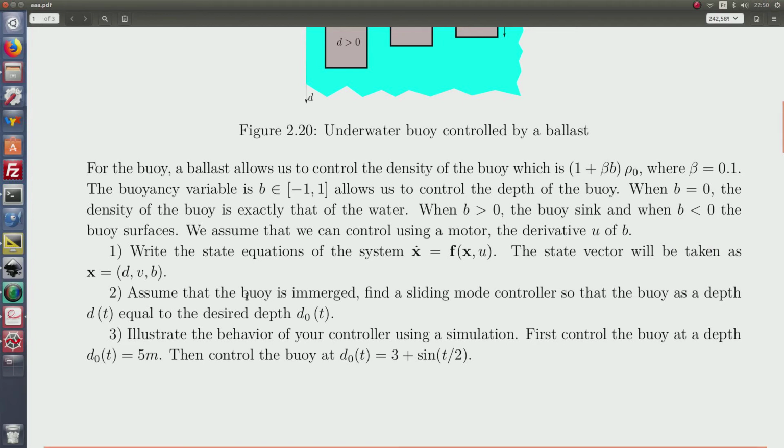Question number 2. I assume that the buoy is now totally immersed, and I have to find a sliding mode controller so that the buoy goes to the depth d, which corresponds to the desired depth, denoted by d0. So the depth should be equal to the one I want, and this one can move with respect to time. Since we use a sliding mode controller, we'll need the derivative of the depth in order to be able to converge to the desired depth.